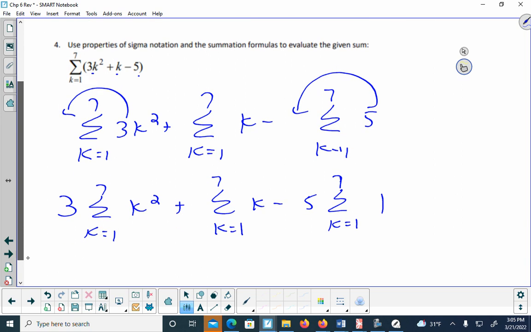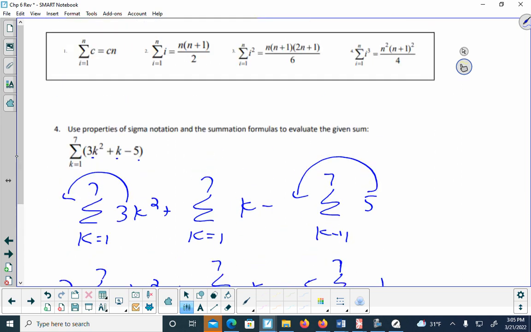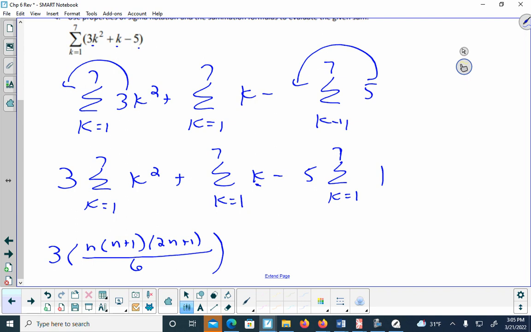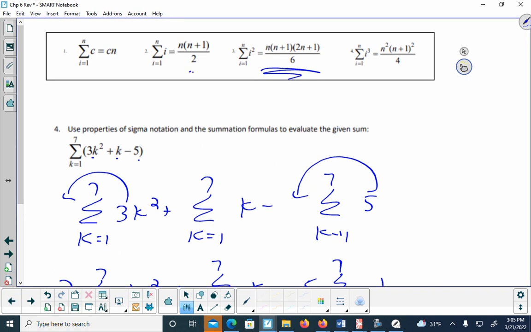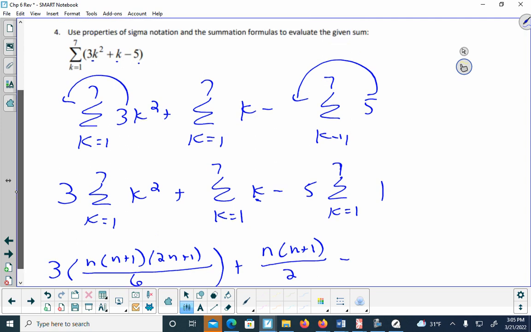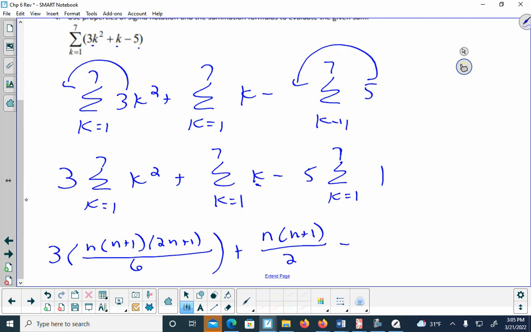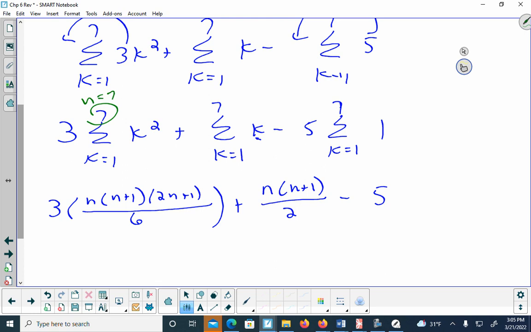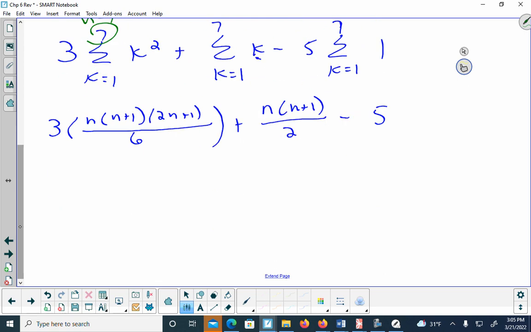So when I do this, I'm going to have this 3, and then anything squared is going to be this formula here. So it'll be 3 times n times n plus 1 times 2n plus 1 all over 6. And then k is going to be this guy right there, plus n times n plus 1 over 2, and then minus the constants, cn. Well, I put a 1 there, so this one is 5. So when I simplify, I'm going to substitute, and here my n in this case is 7, so n is equal to 7. So we put 7 in and simplify.